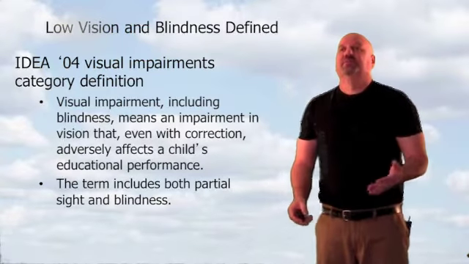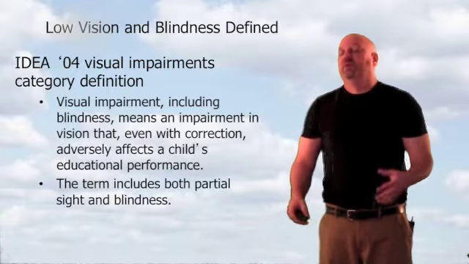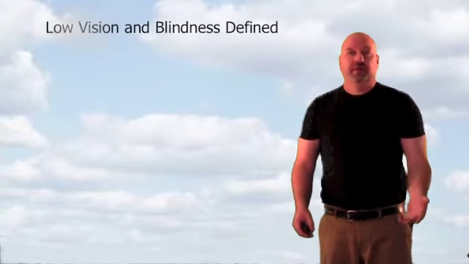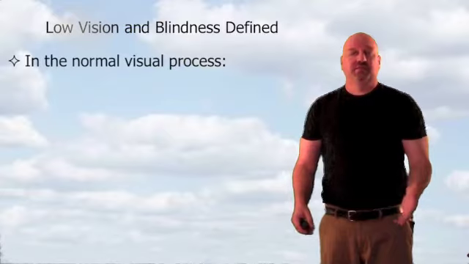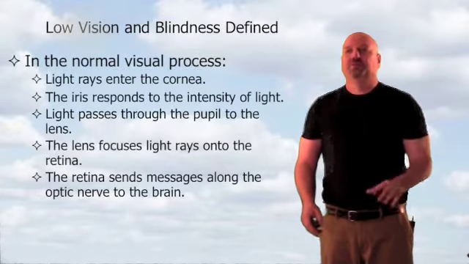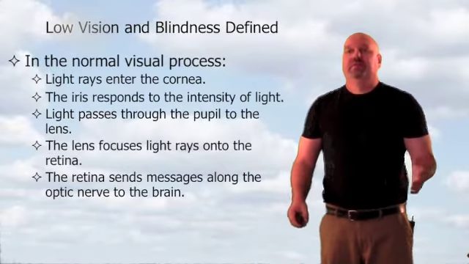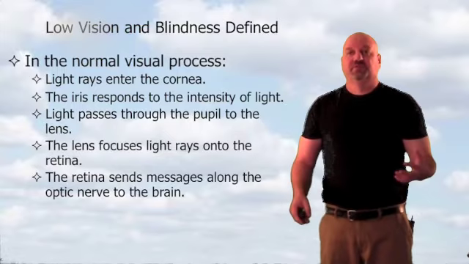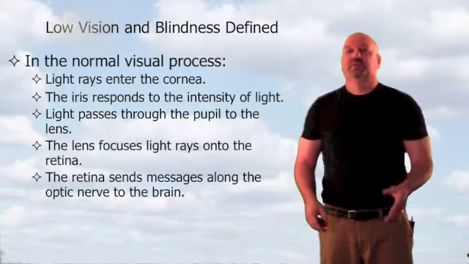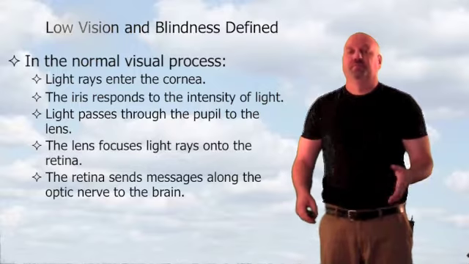So let's look at the normal visual process. We see the light rays entering the cornea, then the iris responds to the intensity of the light. This light passes through the pupil to the lens. Then this lens focuses the light rays onto the retina, and the retina sends the signals along the optic nerve into the brain.